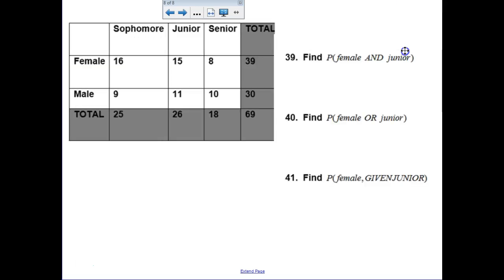Remember that keyword, okay? And then we have that probability question with the chart. I changed some things on this chart from the original document. So if you're from another teacher, make sure you have these numbers. Probability of female and junior. Well, I remember that ands and ors do have something in common. The denominators are going to be out of the entire total. So both of these questions are going to start with 69 as their denominator.